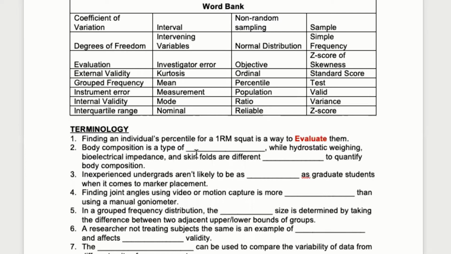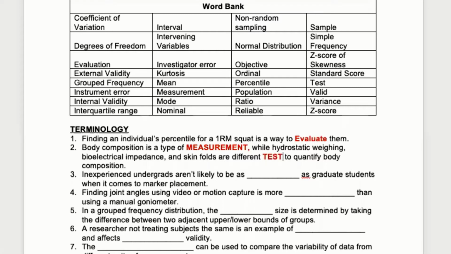Okay, number 2, body composition is a type of blank, while hydrostatic weighing, bioelectrical impedance, and skin folds are different blanks to quantify body composition. Seeing a pretty unanimous answer so far, which is good because that's what we just talked about. Body composition would be our measurement, and hydrostatic weighing, bioelectrical impedance, or taking skin folds are different ways that we can test, right? Those are different protocols, different methods, different pieces of equipment that could be used to actually obtain body composition.